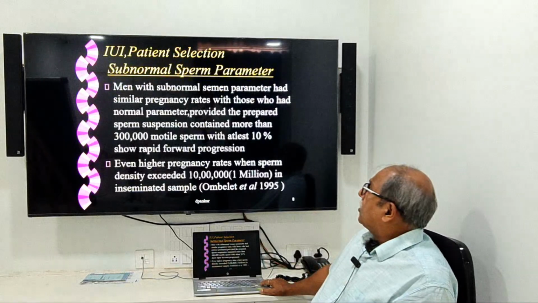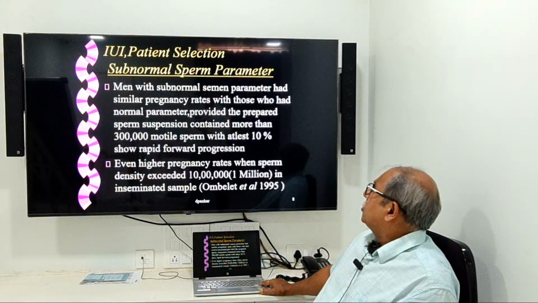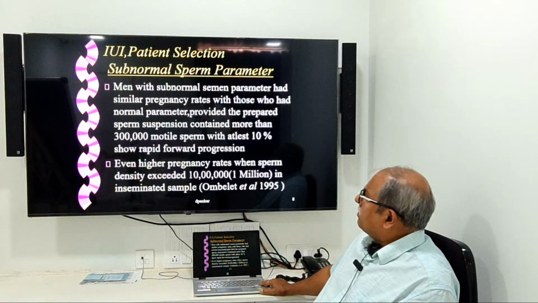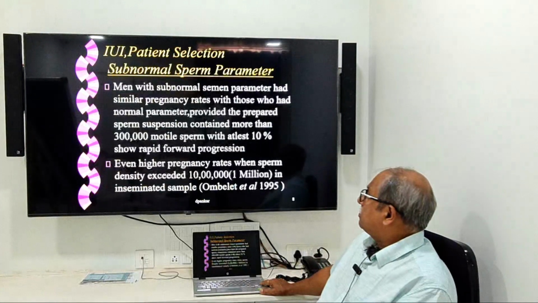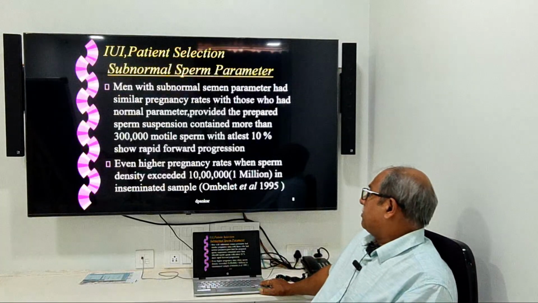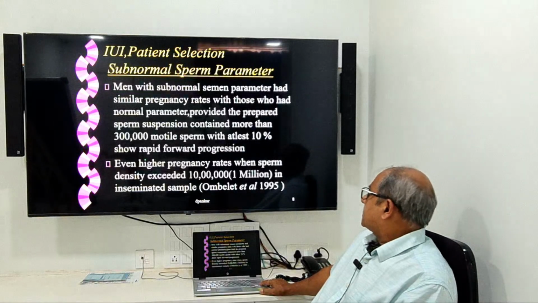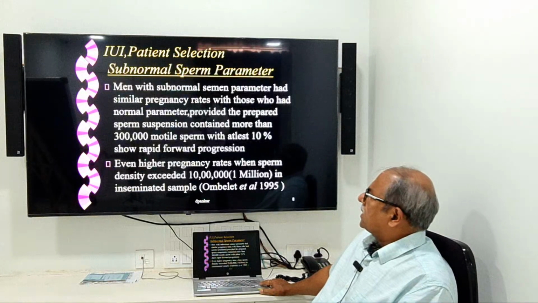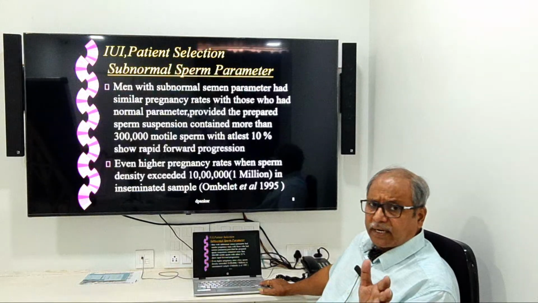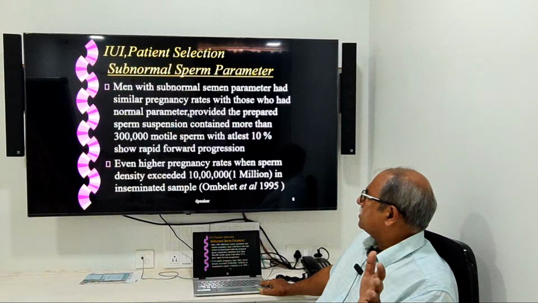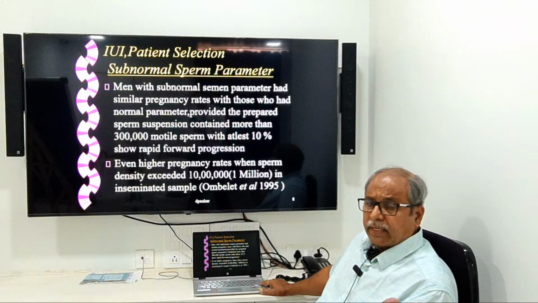IUI patient selection: men with subnormal sperm parameters had similar pregnancy rates to those with normal parameters, provided the prepared sperm suspension contained more than 300,000 motile sperm with at least 10% showing rapid forward progression. Even higher pregnancy rate when sperm density exceeded 1 million, that is 10 lakhs, in the inseminated sample. These are the references, but these counts are always a relative thing, and the count can be done by Neubauer chamber or by Makler chamber.